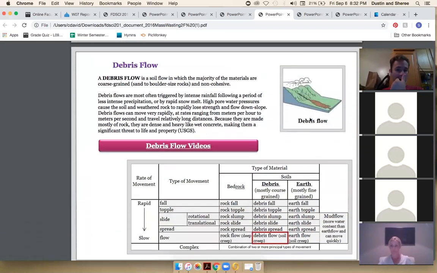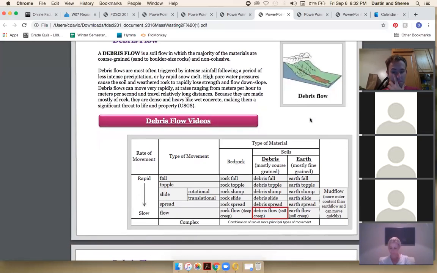Here's a debris flow, and this is what they call a soil flow. A good way to think of it is it's just all the debris that's picked up by water rushing down the valleys. So it's going to be the topsoil, rocks, cobbles, trees, all sorts of stuff like that coming down the side of the mountain.